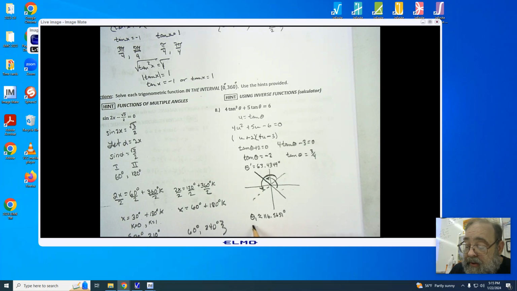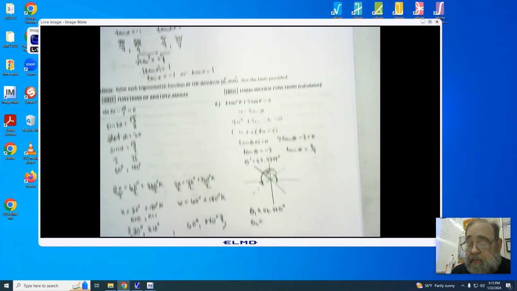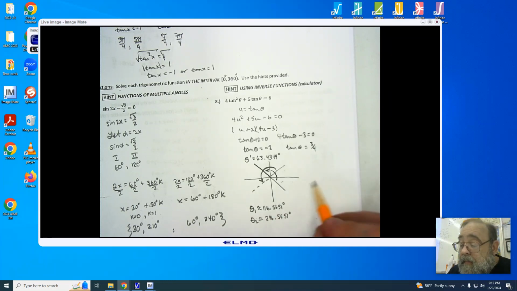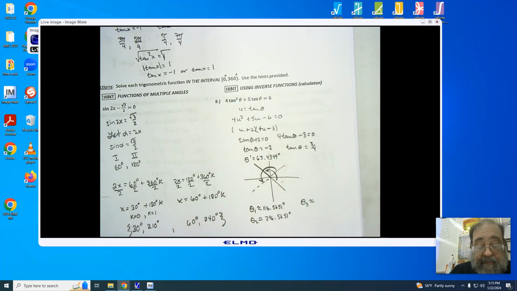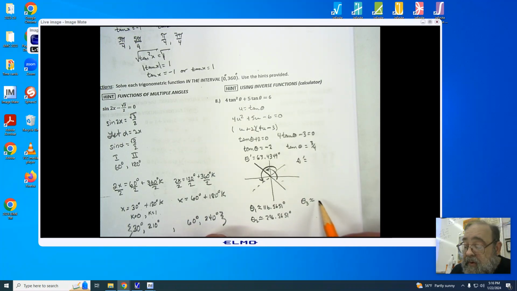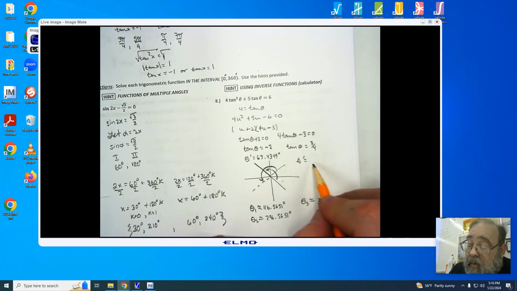My second solution, theta 2, is going to be 296.5651 degrees. I'm now going to go to my tangent of theta equals 3/4. This is going to be my third solution. So I have second function tangent, 3 divided by 4. We know it will be the reference angle, and so the reference angle here is the first solution in the first quadrant, which would be 36.8699 degrees. And that will be my reference angle.